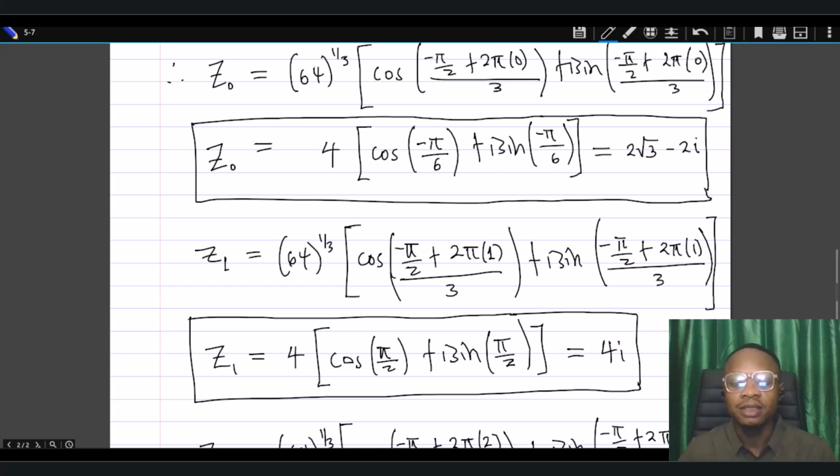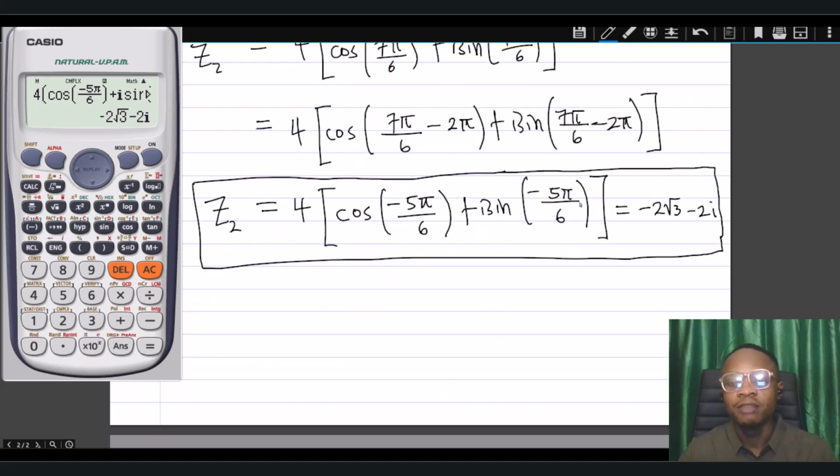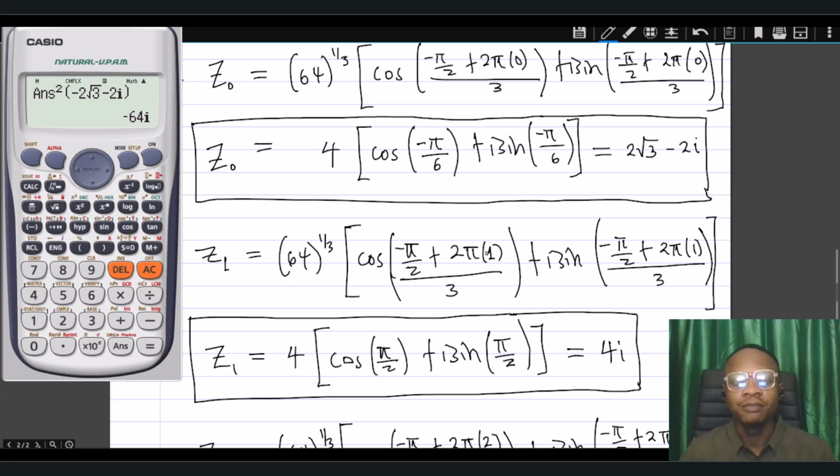So for this, we can easily check with the last result we obtained. We square the answer that we just obtained and multiply by itself. You know why I'm doing that? Because the calculator cannot possibly take this to the power of 3 directly. So that's why I'm doing it this way: minus 2 root 3 minus 2i, minus 2i. So we close this off and see what it gives us. It confirms that indeed the cube of that is minus 64i, as expected.